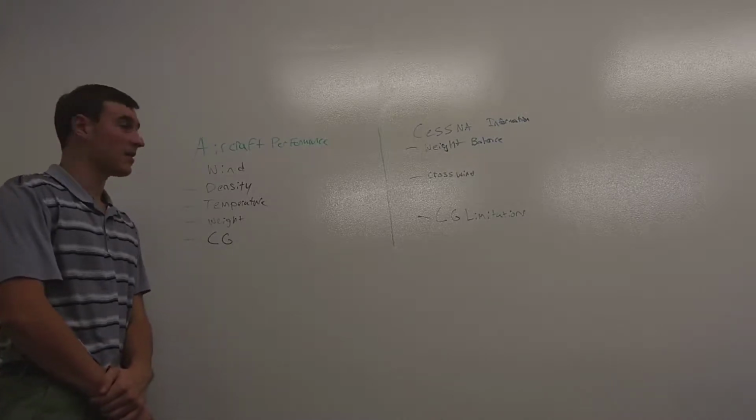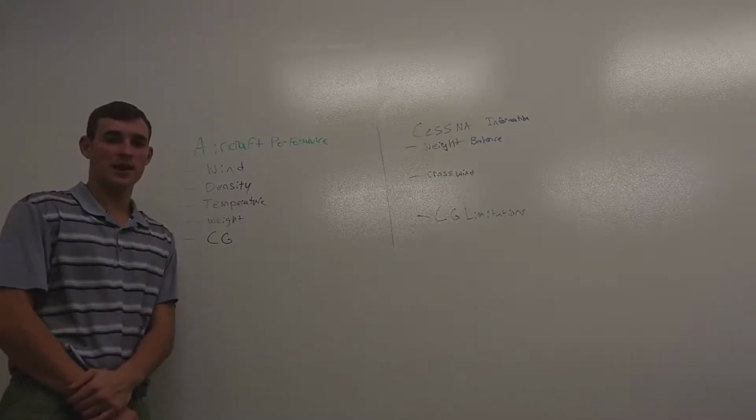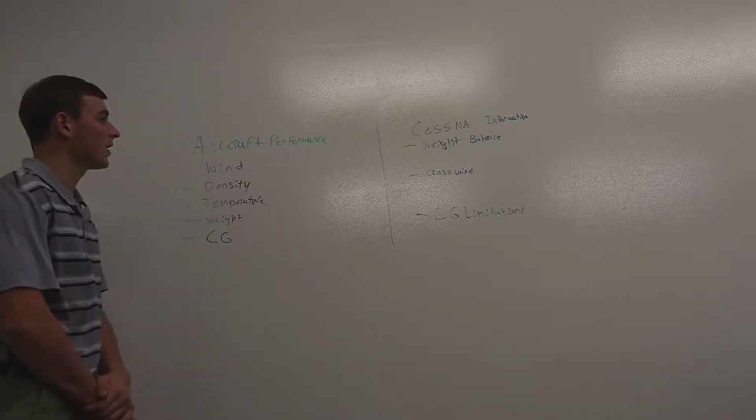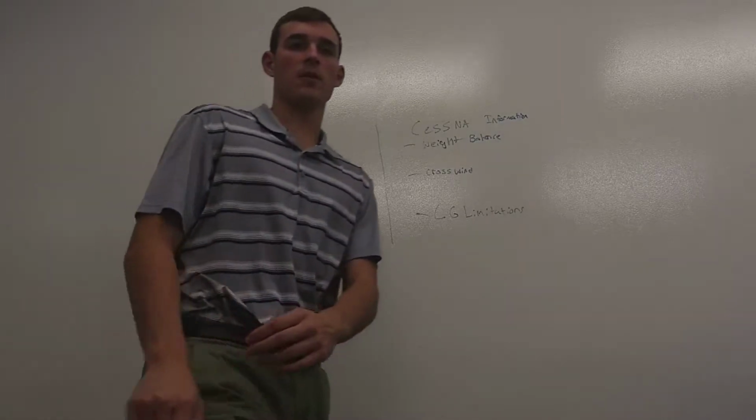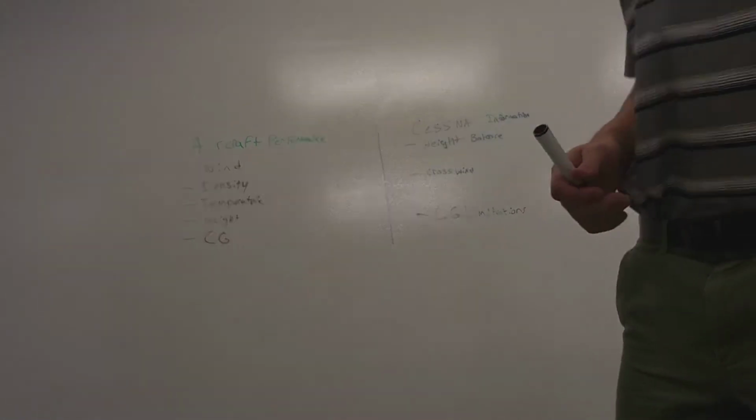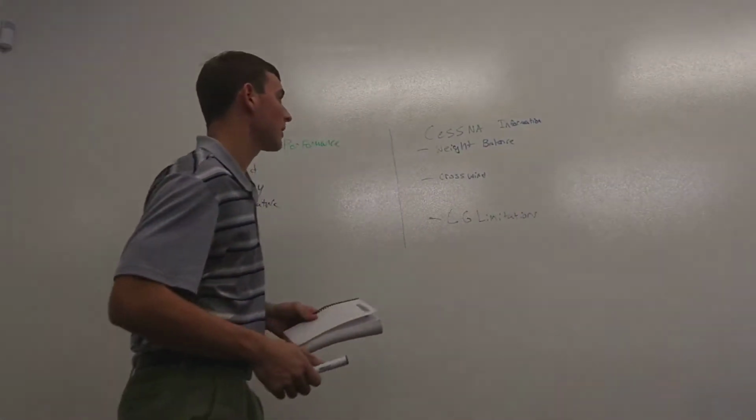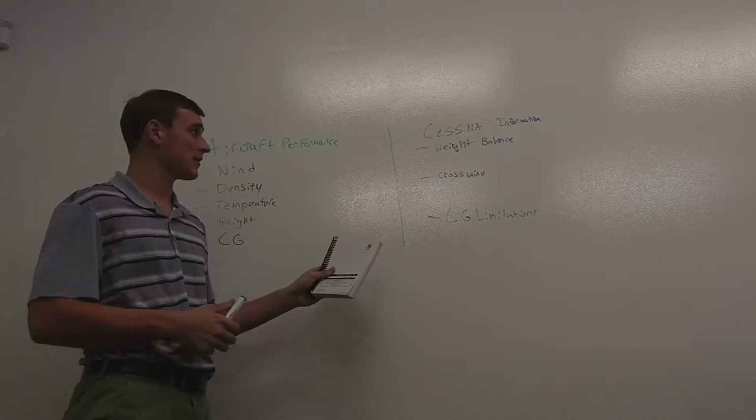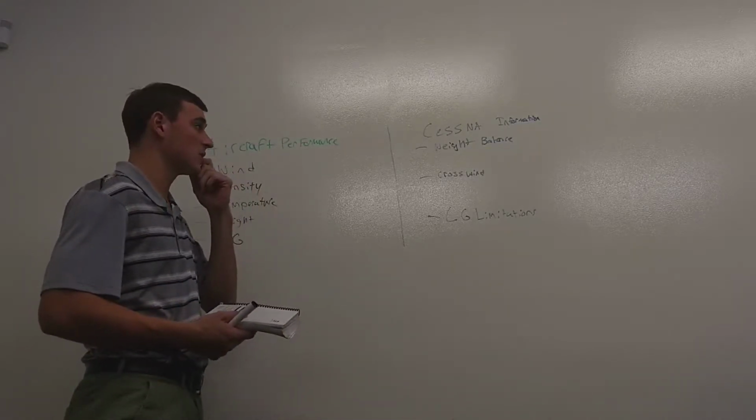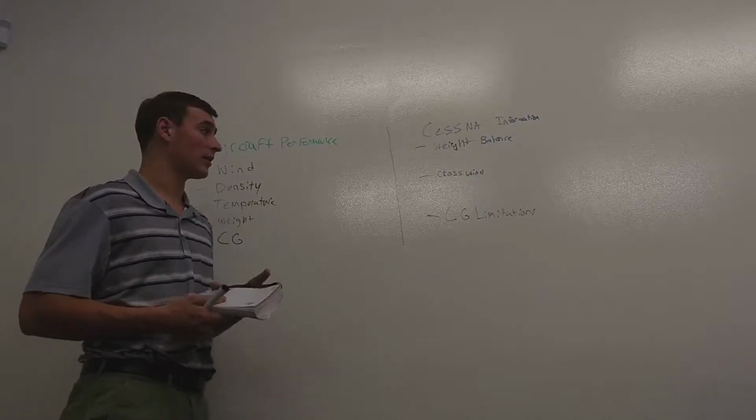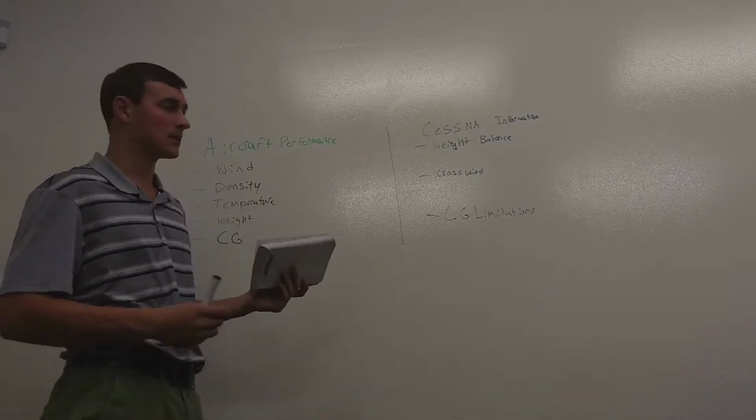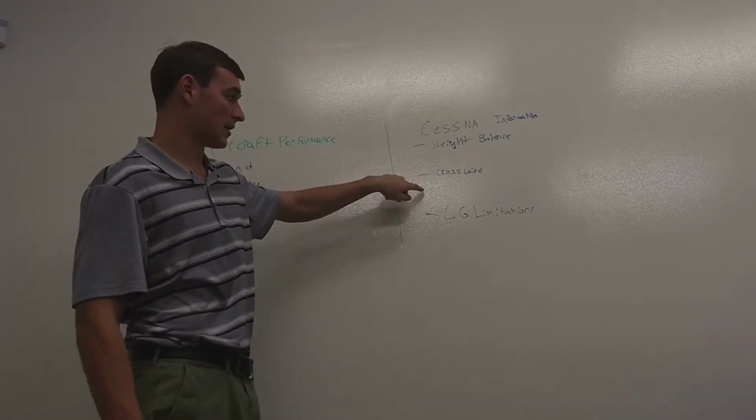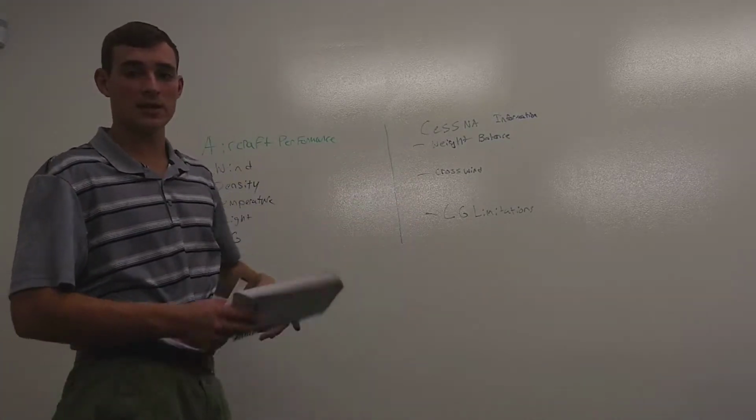Hello everyone, and today we're going to go over the performance and limitations of the Cessna 172 for our lesson today. And to start off, I'm going to show you what is mainly used when talking about the performance and limitations. It's the Cessna 172 information manual that you'll need to have when you're learning to fly on the Cessna 172, and this is mainly used for weight and balance, crosswind, and center of gravity limitations.